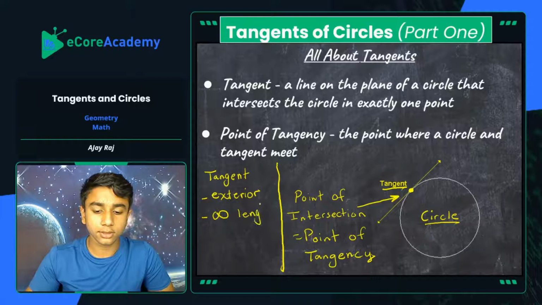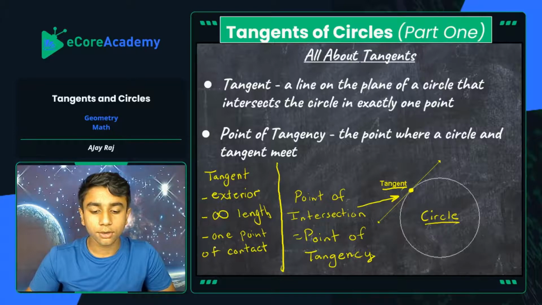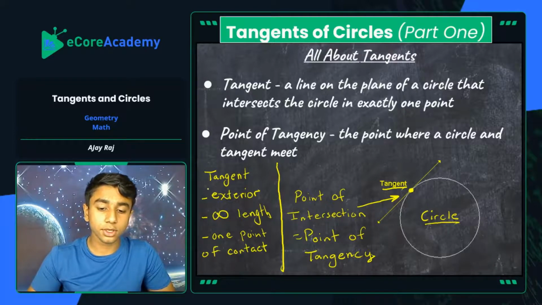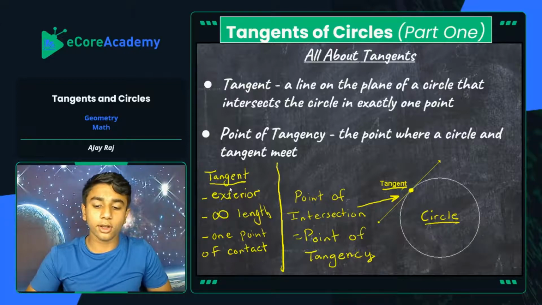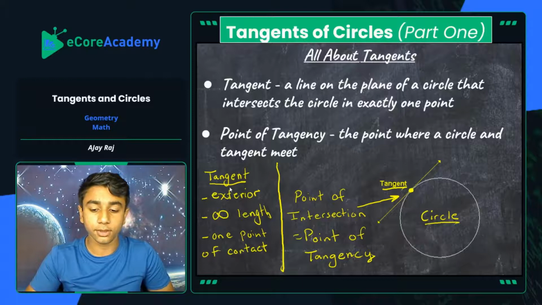I'll label these out and I'll explain them afterwards. So it's going to be exterior to a circle. It's going to have infinite length and 1 point of contact. Now, the reason that I'm writing all of this down is because I want you to utilize this information, and I want you to defer from the later other types of lines and line segments that I'm going to be referring to in this video later on.